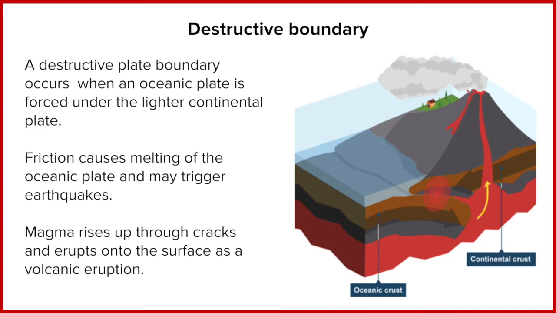Now, a destructive boundary is where we tend to find 2 of the different types of plates meeting. So in this case, we've got oceanic and continental coming together. At a destructive boundary, it's always going to be the denser plate, the heavier plate, that sinks underneath the lighter one. An oceanic crust is always denser than continental.